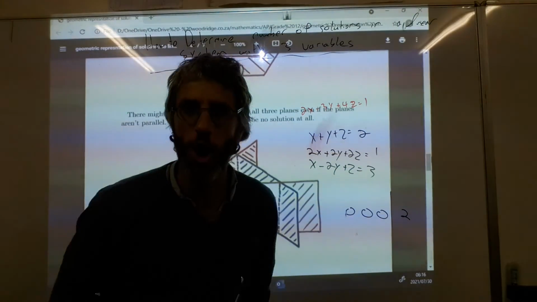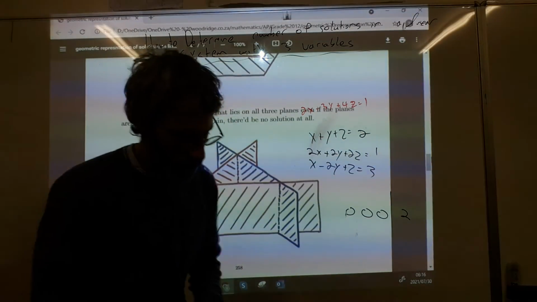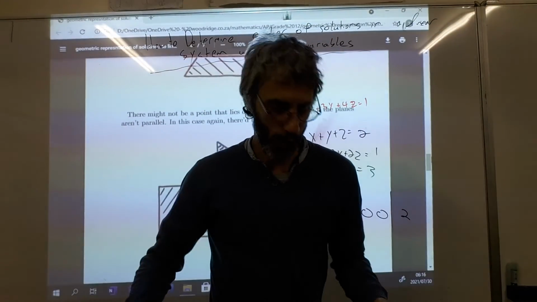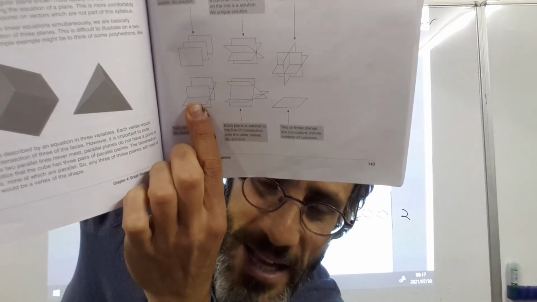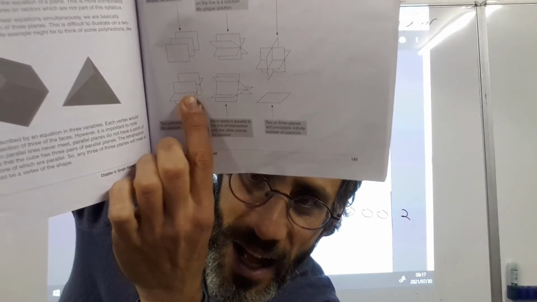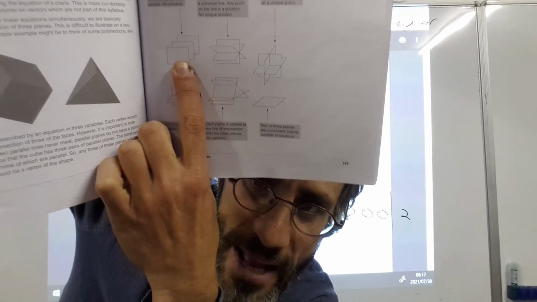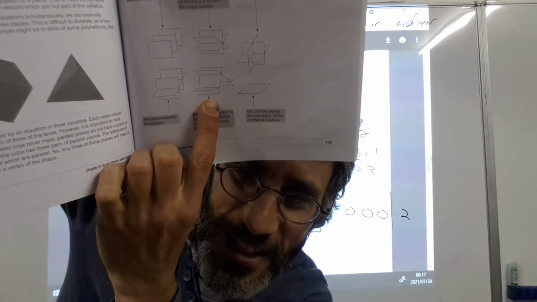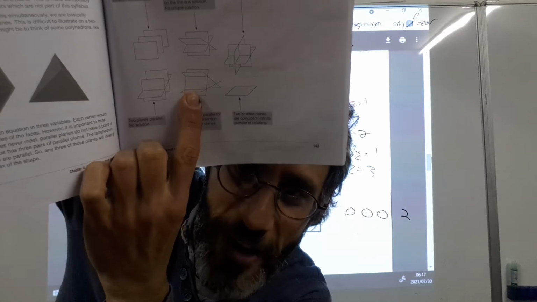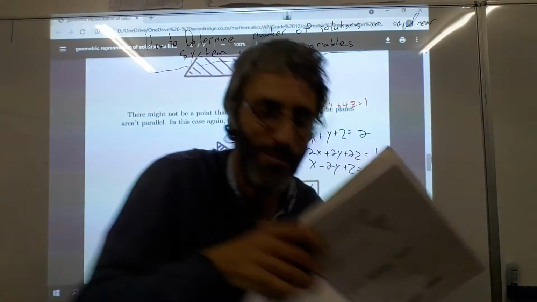Right, now we're moving on. So these were all the possibilities of no solution. I'll just show you here in the book. So we're looking at this one: two parallel planes with an intersecting plane, three parallel planes, and three non-parallel planes where the intersection of every two planes is parallel to the other plane.